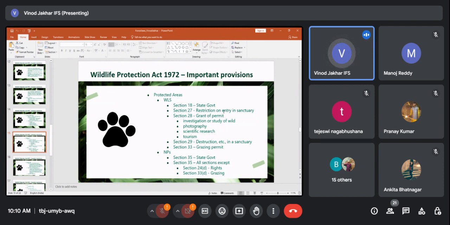This section allows you to stop. But how is this safari tourism and all this conducted? This tourism has a legal basis in section 28, all the safaris that you conduct in wildlife sanctuaries and national parks. It has a legal basis in section 28. So in this section, the power has been given to the Chief Wildlife Warden, but he can delegate to the field director, and it is delegated in most cases.